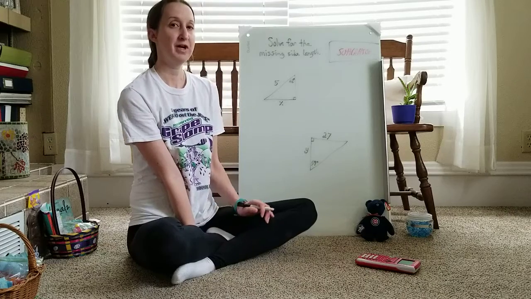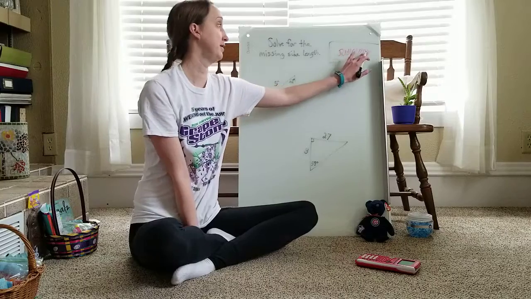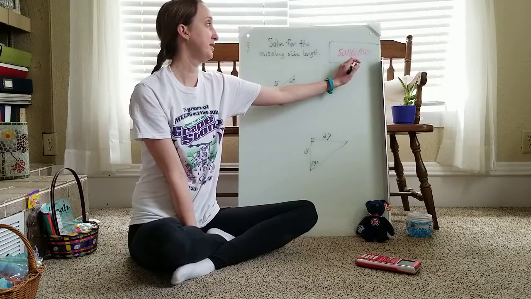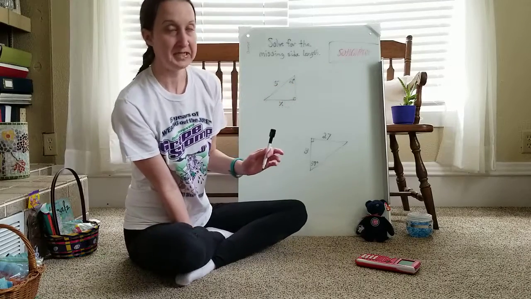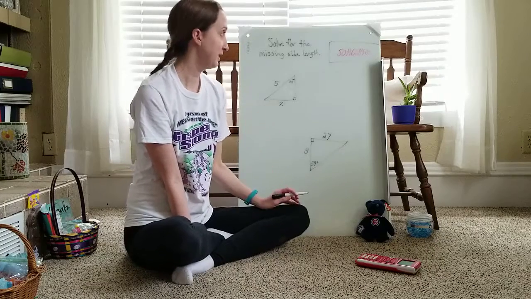We're going to do some more right triangle trig. That means we are going to make use of SOHCAHTOA again. Sine is opposite over hypotenuse, cosine is adjacent over hypotenuse, and tan is opposite over adjacent. Only on this lesson, we're going to solve for a missing side length.